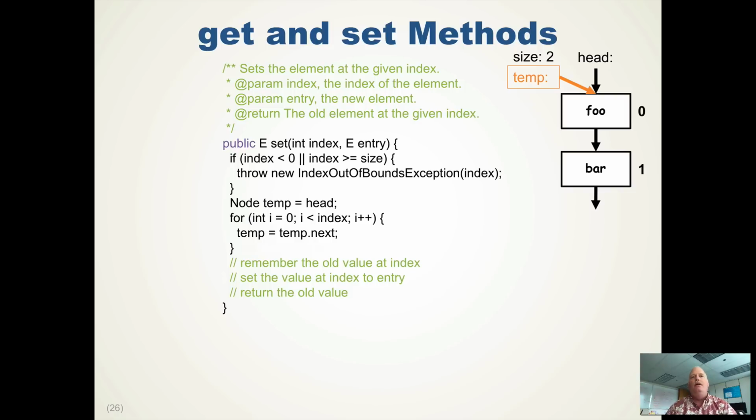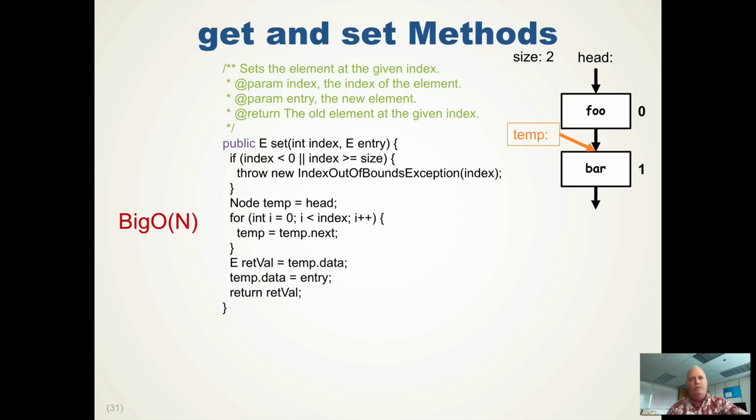So we start at head, we go forward, and now we're staring at the thing we want. Now I got to remember the old value, so I create a local variable, retval or old value or whatever you want to call it. Store the E. Again, I don't want the node, I want the data. And I then set the data, so it's temp.data equals the entry that you're given, and then I return the old value, so I return retval. And I'm done, and the big O of this, again, is big O of n because I have to move my temp pointer down through the list to get to the bottom.